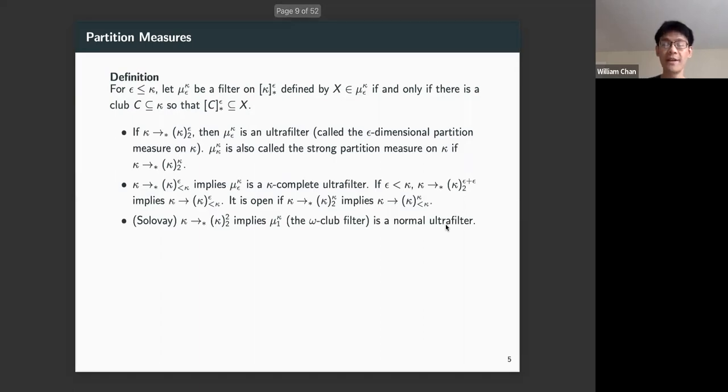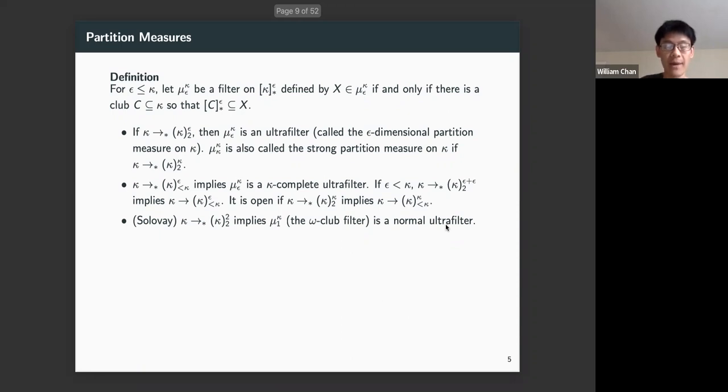If you have the epsilon exponent partition relation, then you get that mu kappa epsilon is an ultrafilter, which we'll call the epsilon dimensional partition filter on kappa. And in particular, if you have the strong partition property, then mu kappa kappa will be, I'll call it, the strong partition measure on kappa.